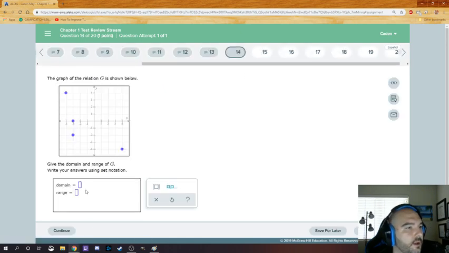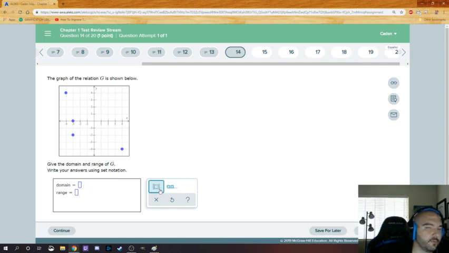The graph below. Alright, this is the domain and range, so a new problem type. To find the domain, wait, what? Interesting. It literally will not let me write a bracket. I have to click this to make it. How lame. Okay, whatever. So the domain is all the x values.